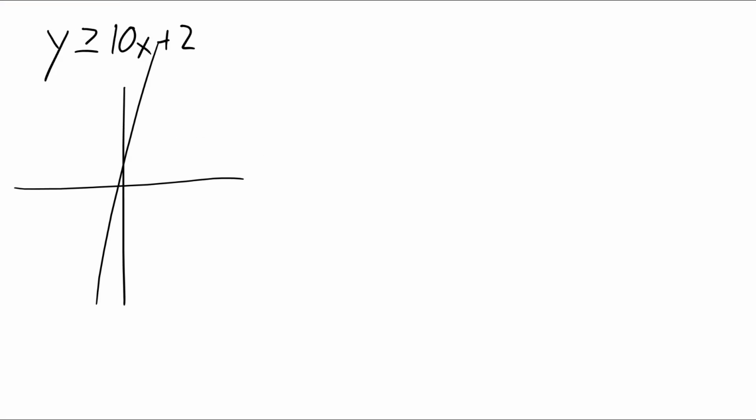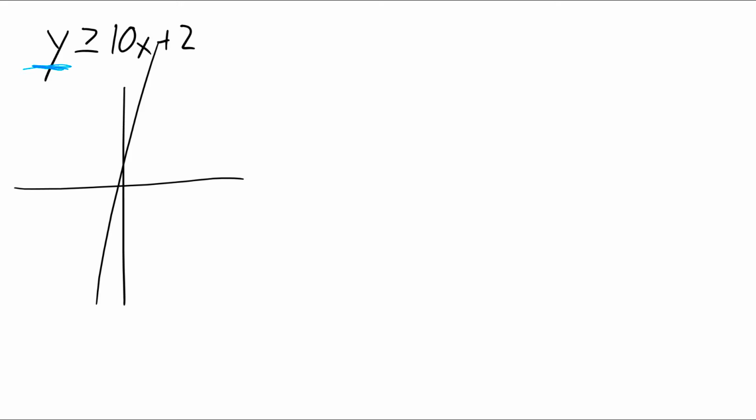And the reason why is because notice our inequality has y on the left-hand side. So this says y is greater than or equal to 10x plus 2, where 10x plus 2 is the equation of this line. So when we look at an inequality that is set to y, we don't want to think of shading left or right. We want to think of shading up or down, because y values go up and down. So y values that are greater are above, and y values that are less are below.